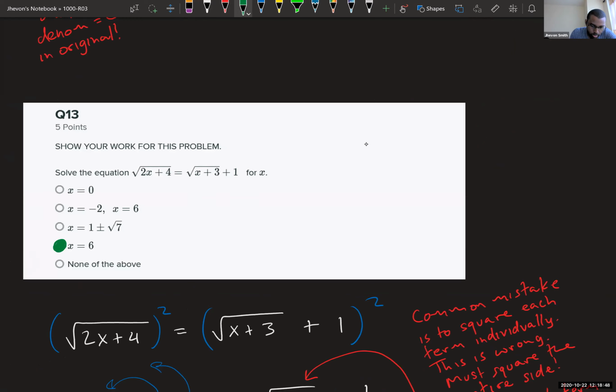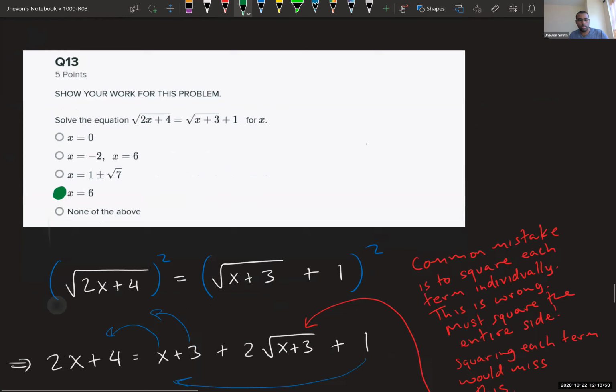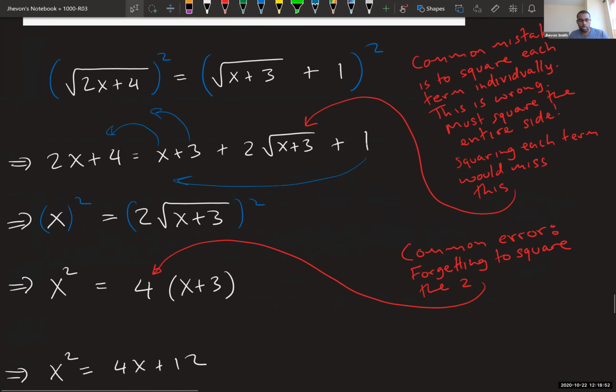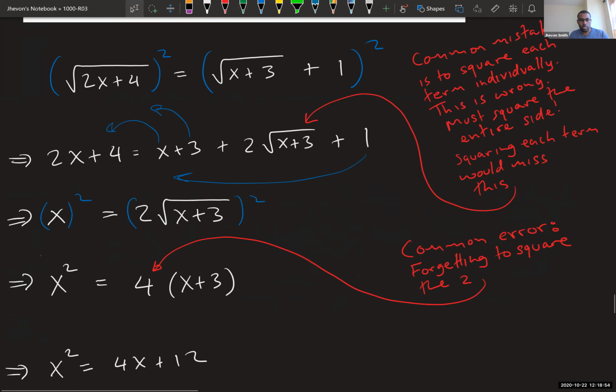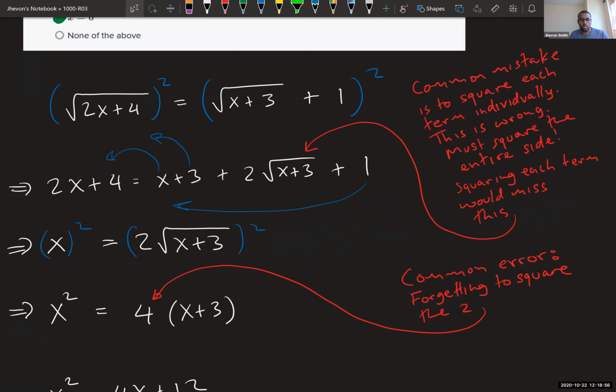Would it be wrong if we started off by moving the +1 to the other side, so it would be like the square root of 2x plus 4 minus 1 and then square that whole expression? No, in fact it'll be equivalent. There was no reason to do that. It'll just make your left side behave like the right side of my solution, which is what I actually did.